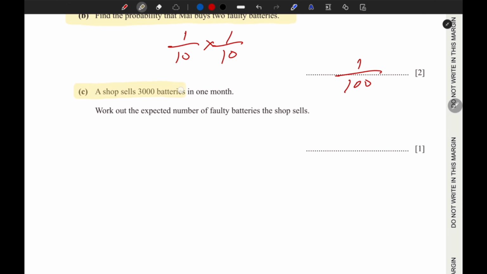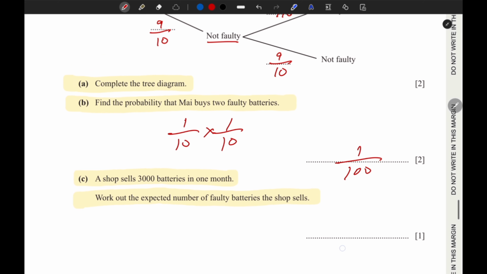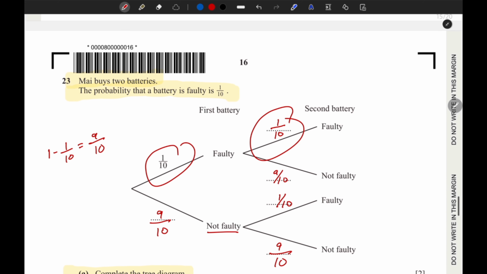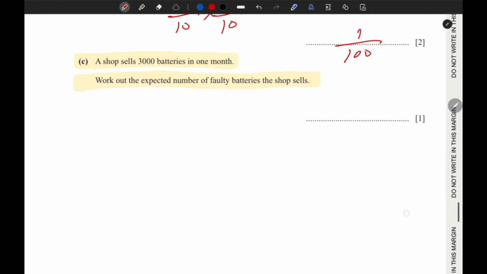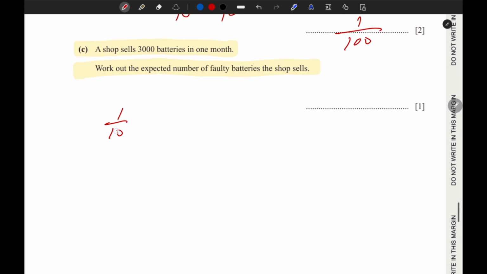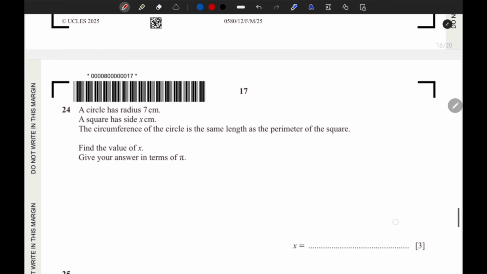A shop sells 3000 batteries in 1 month. Work out the expected number of faulty batteries in the shop sell. We know that the probability of getting a faulty battery is 1 by 10. So we just do 1 by 10 times 3000. That is 300. So the answer over here is 300.